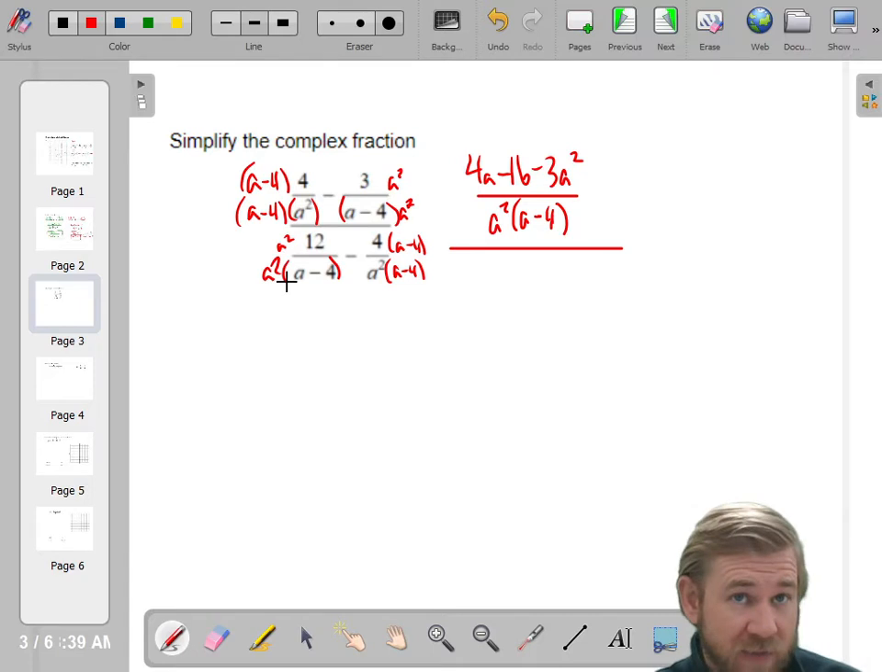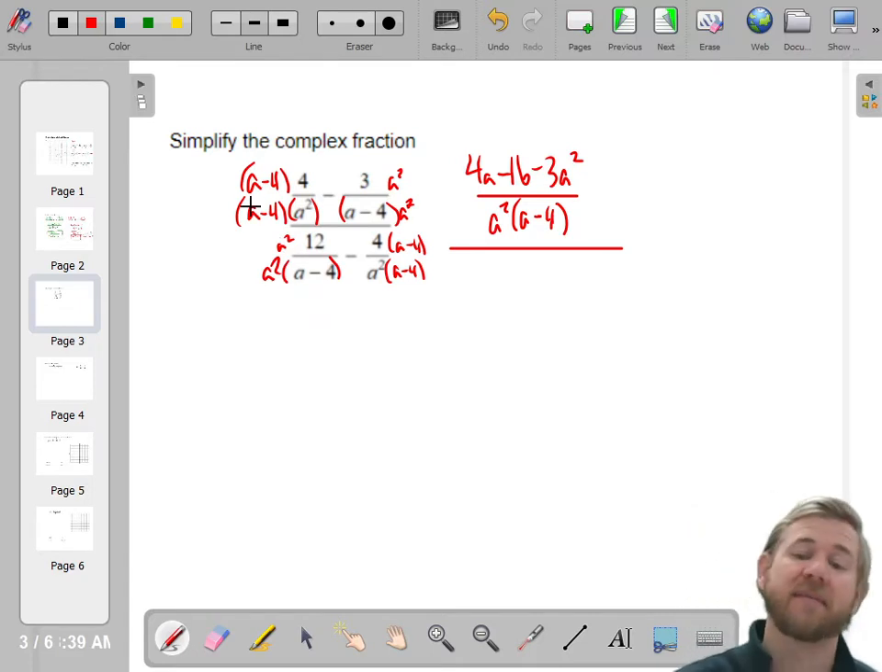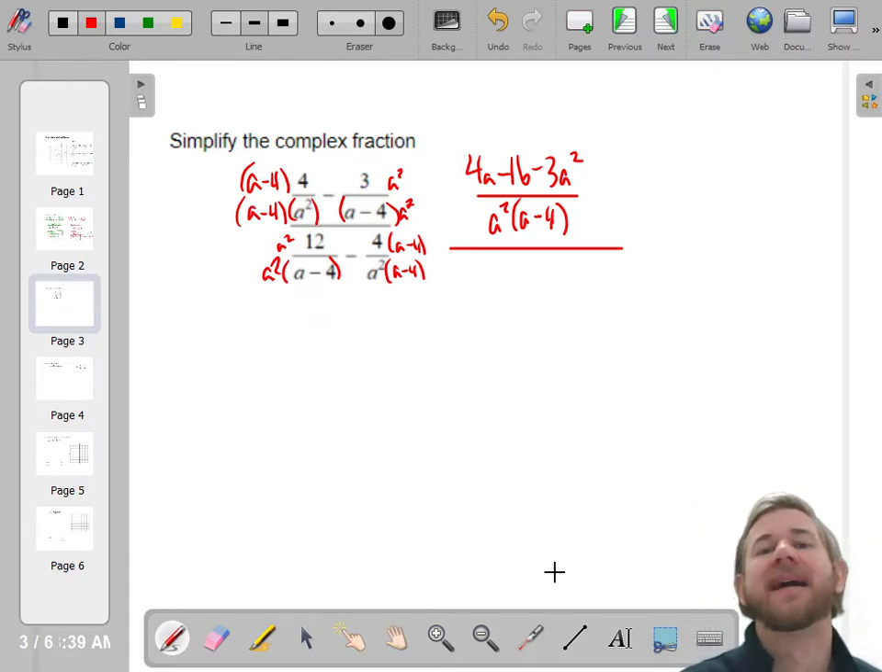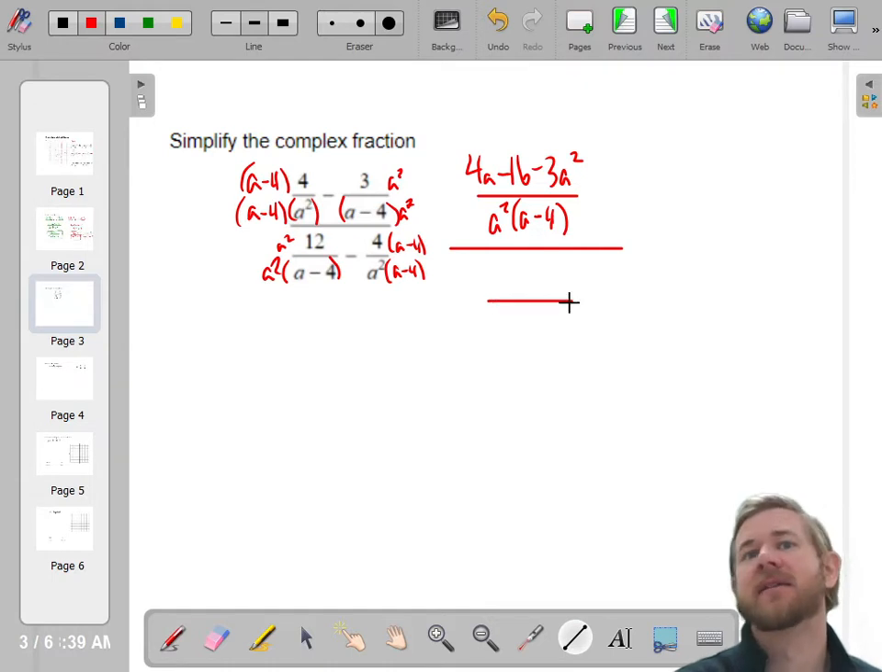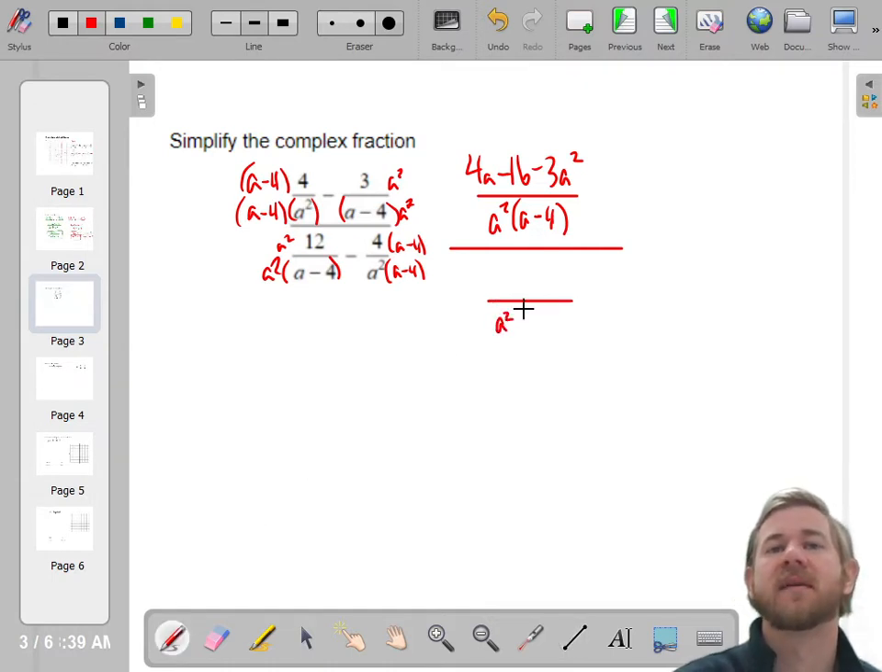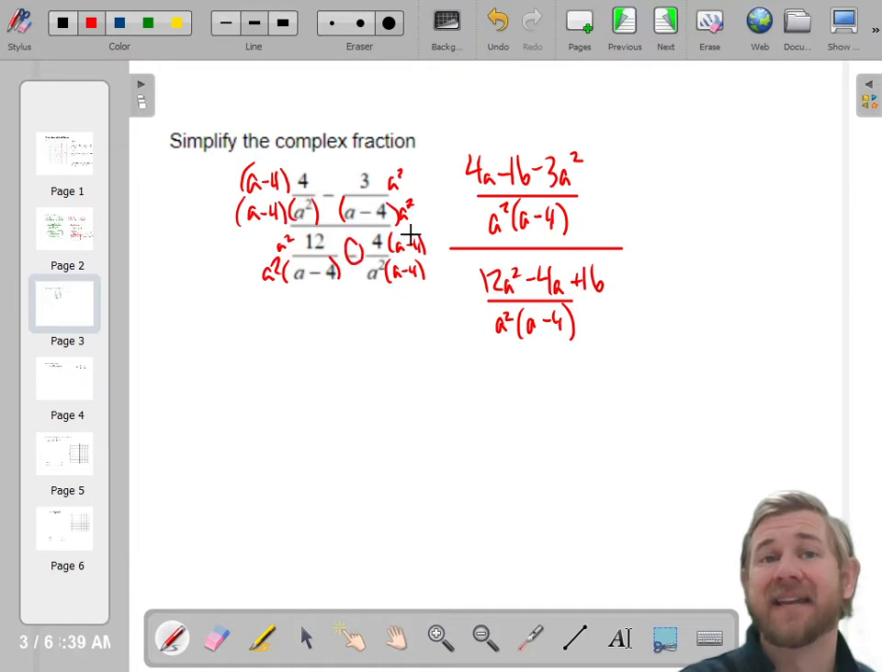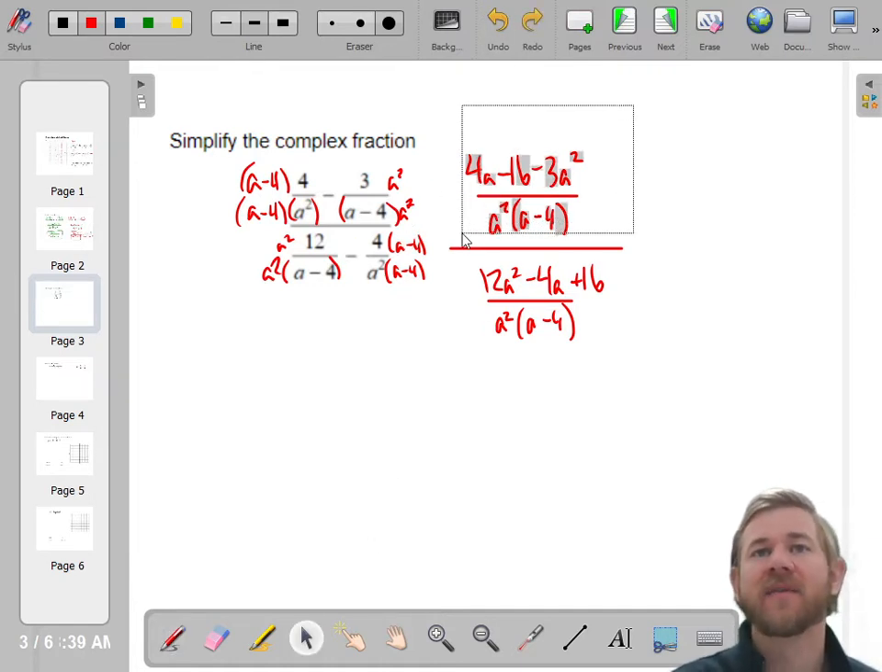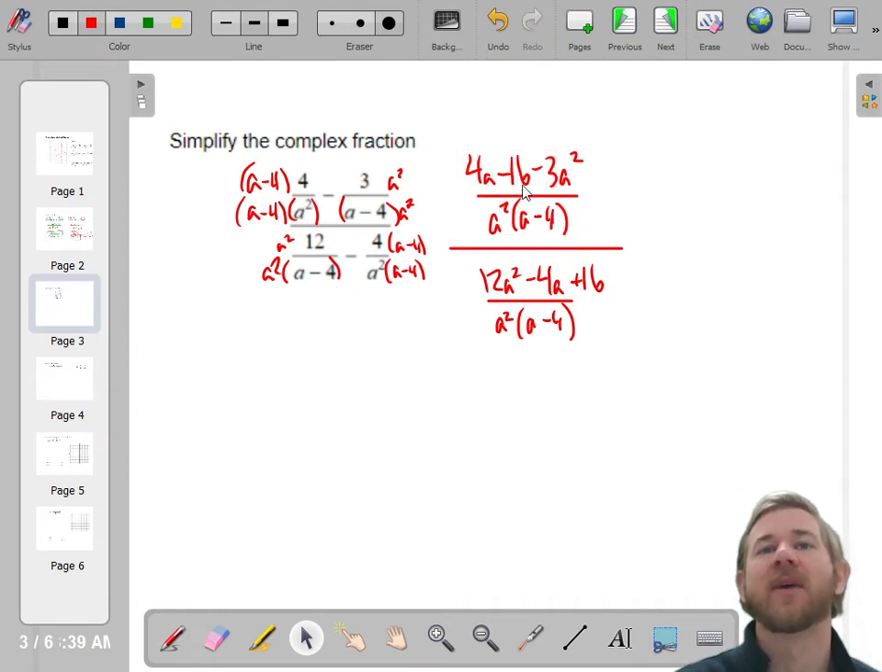So you're going to multiply the denominators times each other. If you do it at the bottom, you got to do it at the top. So my denominator in the denominator is also a squared times a minus 4. But now I need to distribute. Well, maybe 12a squared minus 4a plus 16. Again, negative times a negative is positive 16. Now that we've got each set up, we can copy, change, flip.